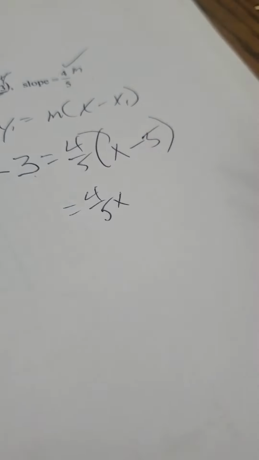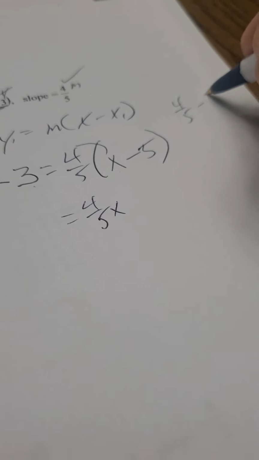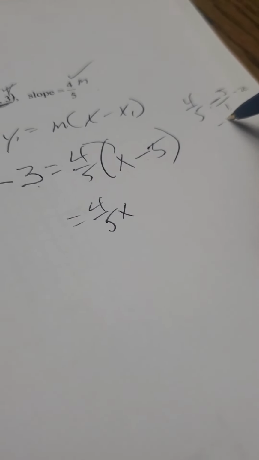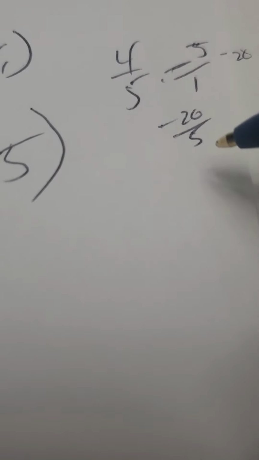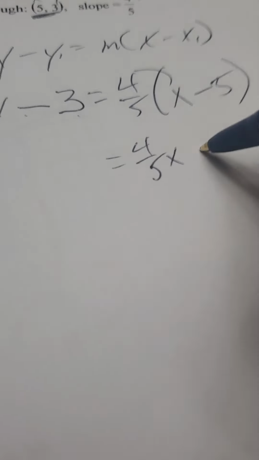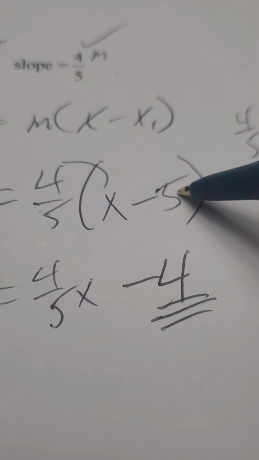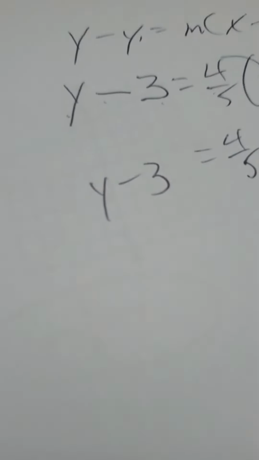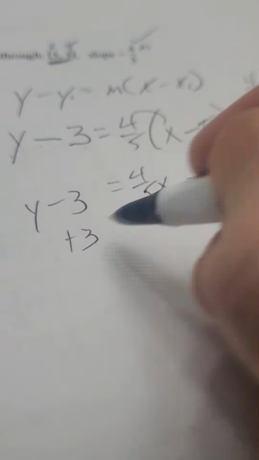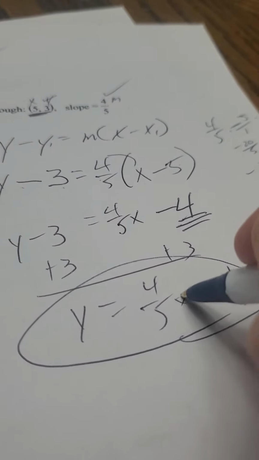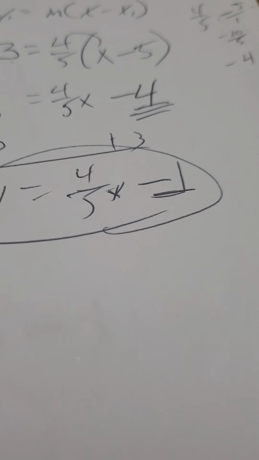Okay, this time when I distribute, 4/5 times x is 4/5 x. 4/5 times -5 is -20 over 5. That's a -20 over 5, which is -4. That's what most people missed, was that right there. 4/5 times -5 is -4. And now I isolate the y by adding 3. -1 is the y-intercept. Okay.